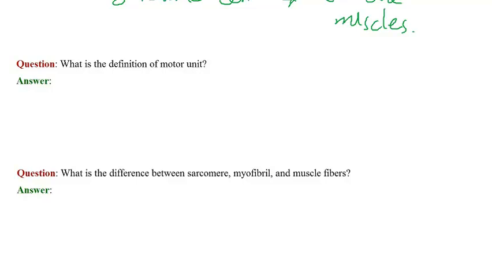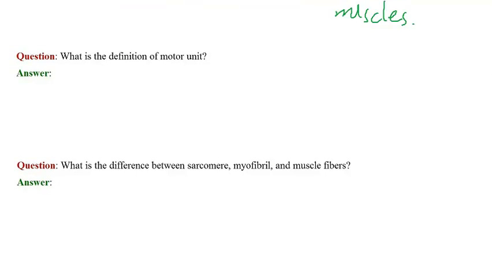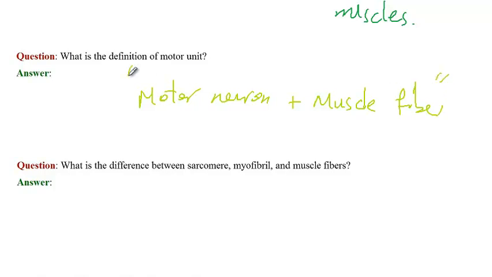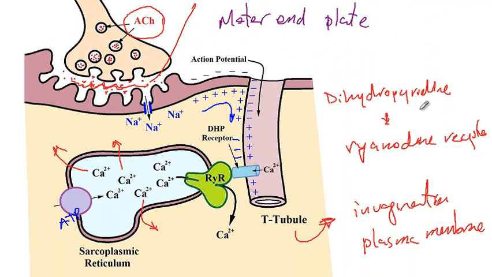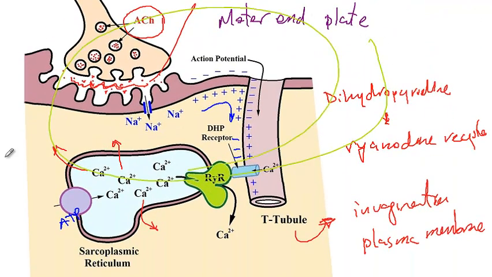What is the definition of a motor unit? So basically, a motor neuron plus the muscle fibers that are under the control of that motor neuron, these are called a motor unit. So here, the example that we went through was an example of a motor unit.